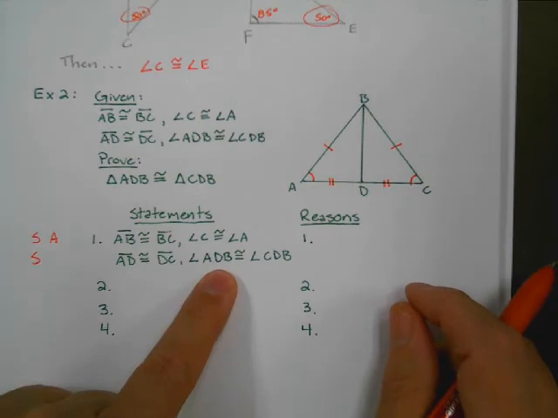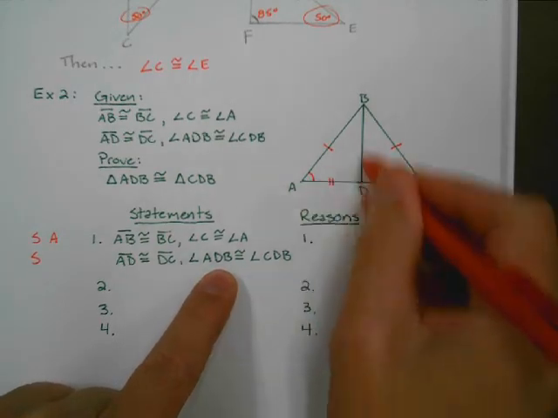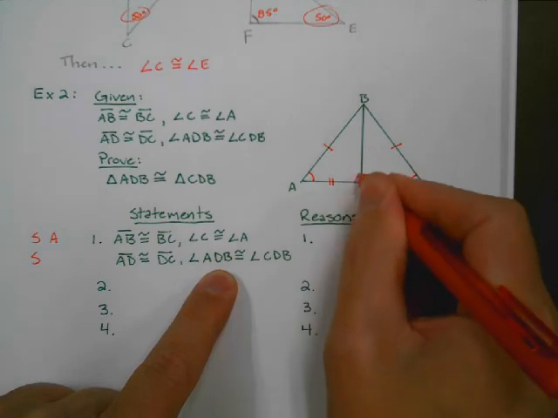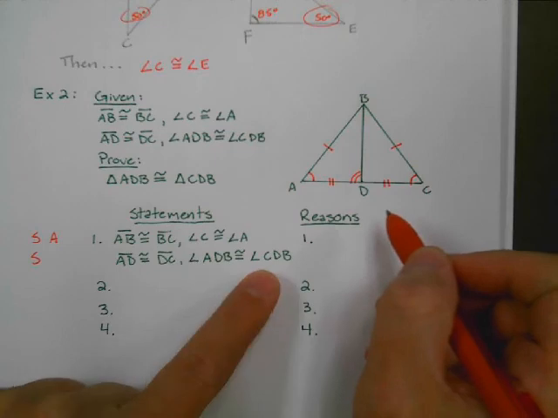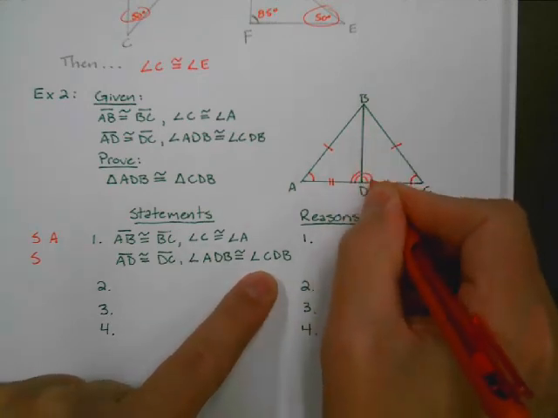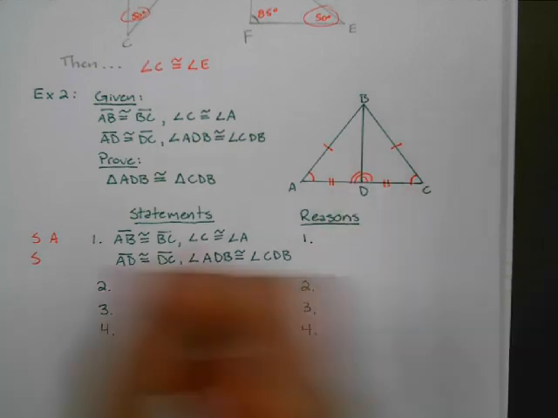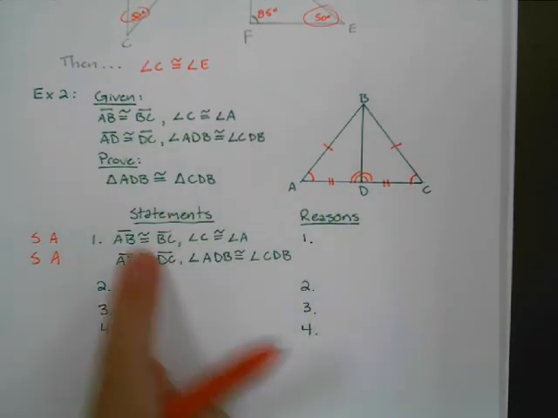Lastly, I've got angle ADB. ADB, that's this angle right here. I'm going to mark it twice so that I don't confuse it with this angle. And then CDB, that would be this angle right there. So those are congruent.